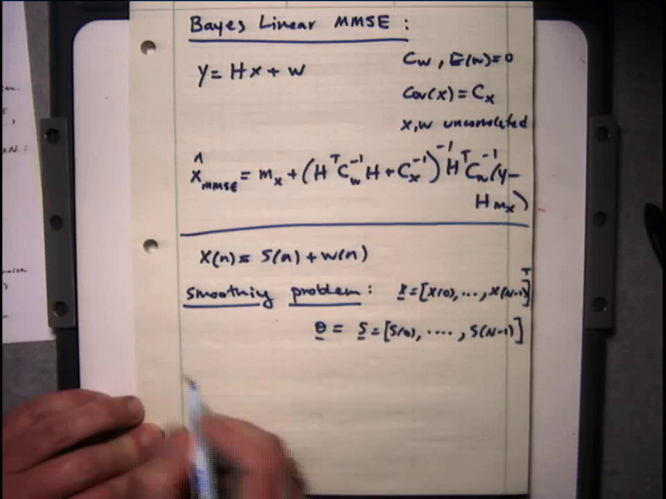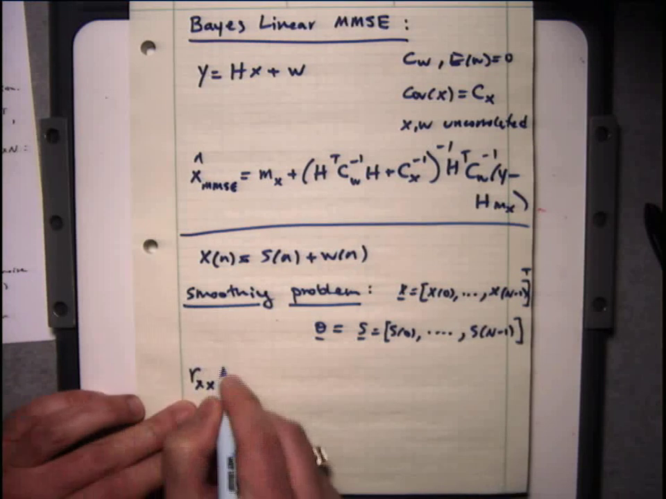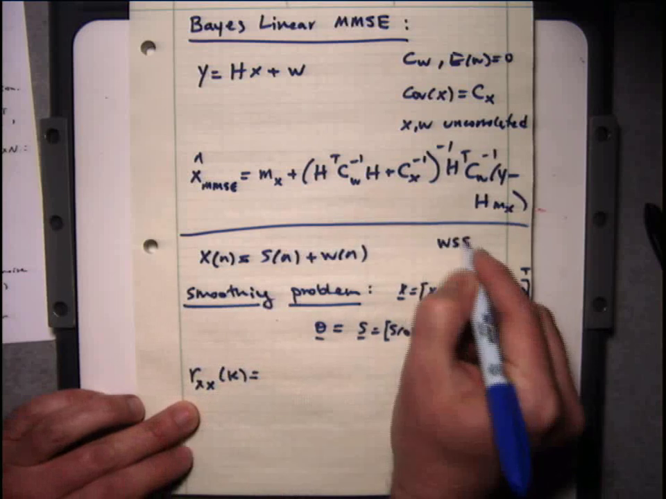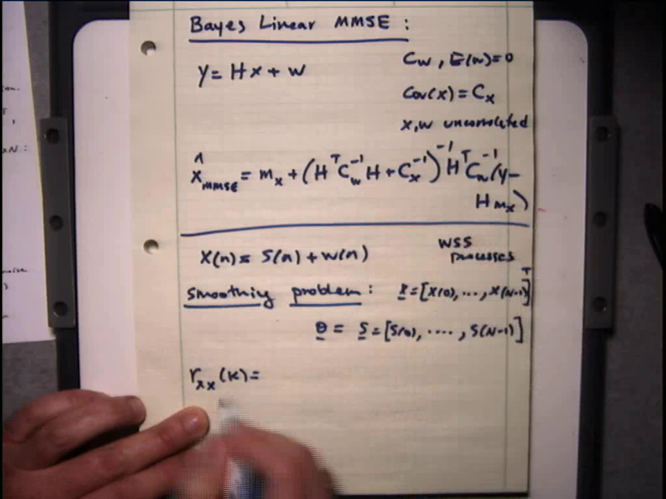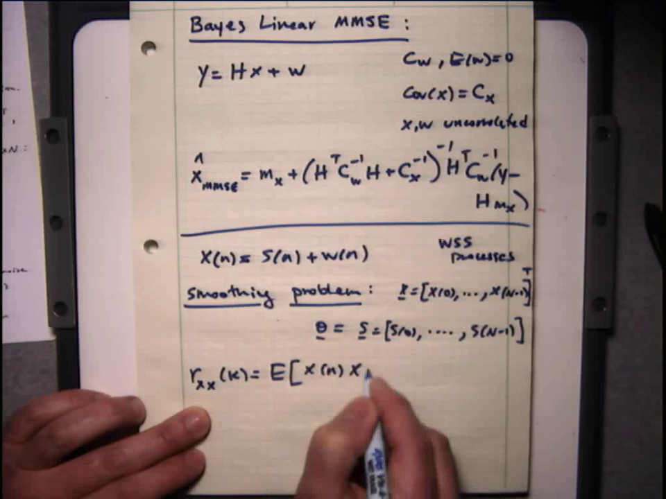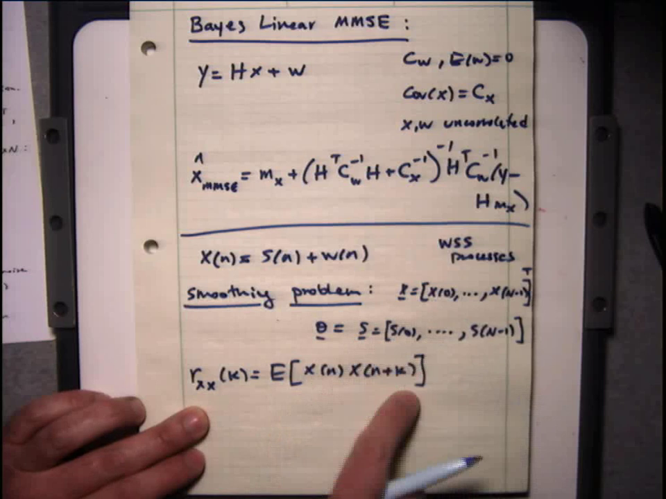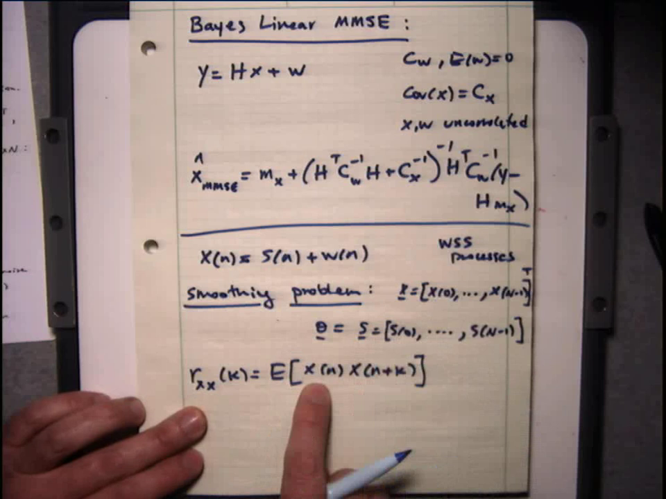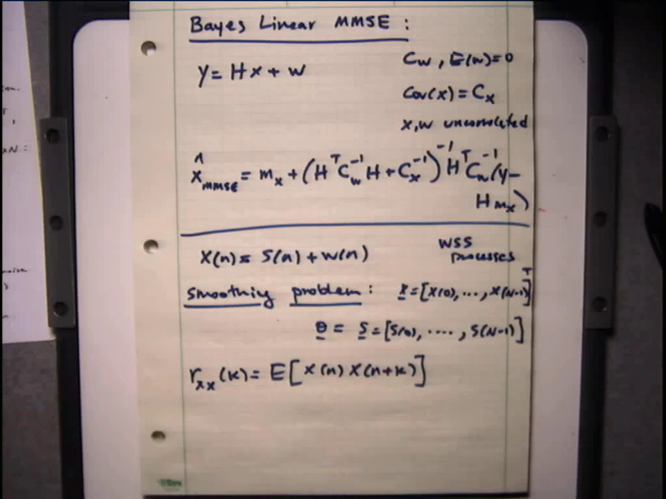Okay, so let me remind you of the autocovariance function, Rxx of k, for any random process. We're assuming that these are wide sense stationary processes, which means that the autocovariance function, defined as expected value of x of n times x of n plus k, depends only on the difference between the argument of this x and the other x. So the correlation between any two terms is only dependent on how far away those two terms are in time.